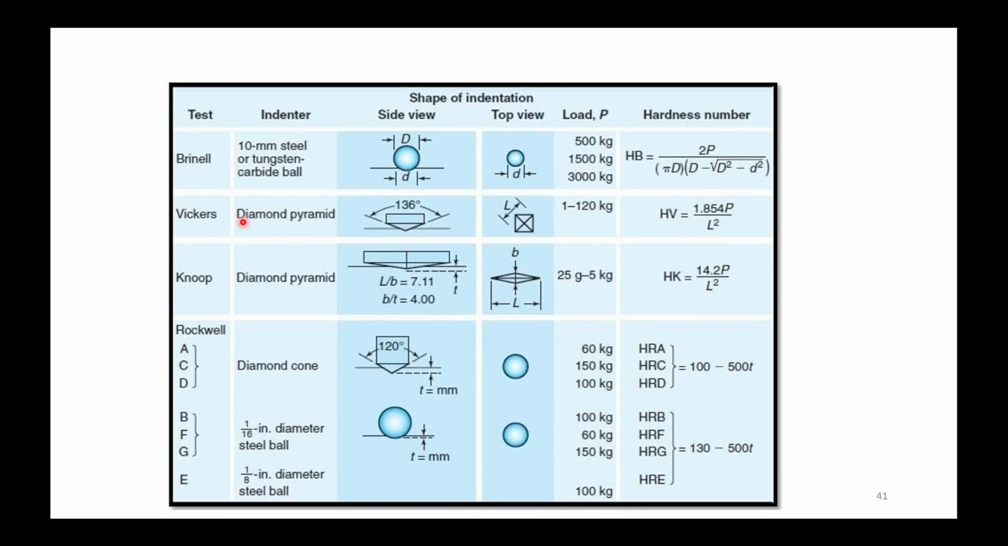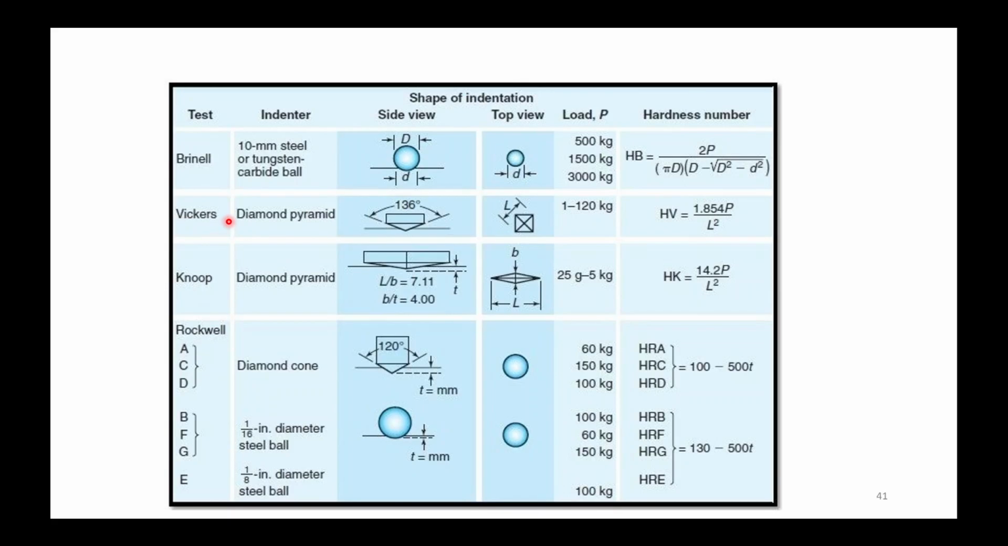Now, these are some of the hardness tests which are summarized here. For the Brinell hardness test, we'll be using a 10 mm steel ball, and for hard materials we can also use a tungsten carbide ball. And the load that we use is either 500, 1500 or 3000 kg.